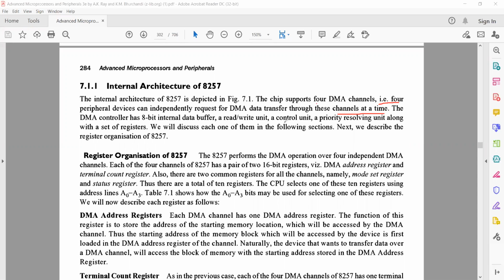So the DMA controller has an 8-bit internal data bus buffer. This is the data bus buffer D0 to D7, which is used for either read data or write data into the processor or into the 8257. A read write control unit, and a control unit, a priority resolving unit, along with a set of registers.